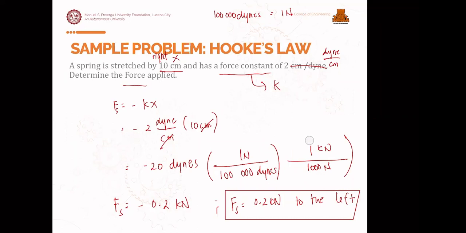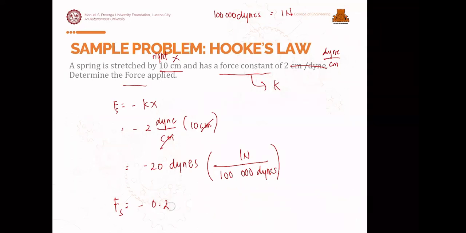So, let's not convert to kilonewton anymore. Let's just do 20 divided by 100,000. So, we have negative 0.0002 Newton, or negative 0.2 millinewton. Okay? So our answer is Fs is 0.2 millinewtons to the left.